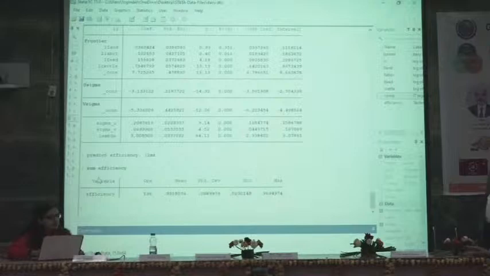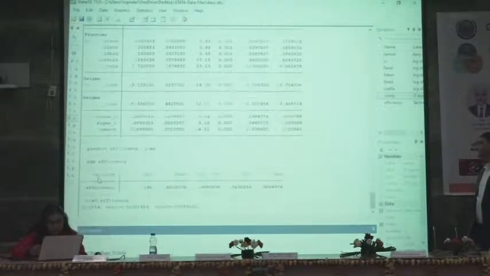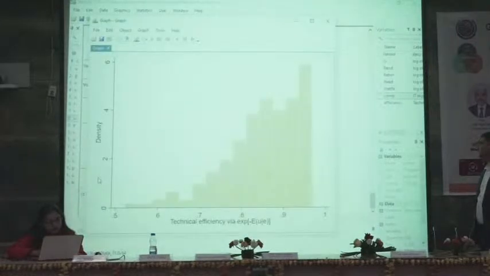What is the command for histogram? Type hist, H-I-S-T, and then efficiency. Okay, see that? You don't need to go to the data.